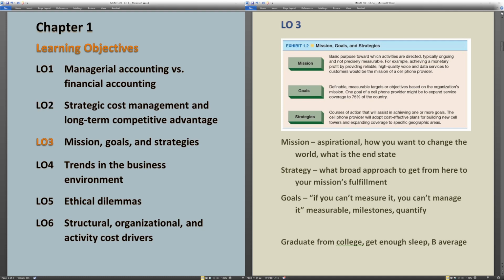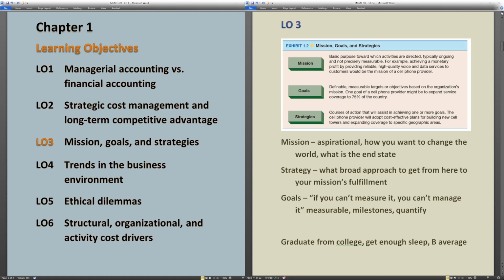With Learning Objective 3, we're talking about 3 interrelated definitions: mission, goals, and strategies, in that order in the textbook. But I actually think it should be mission, strategy, then goals. You have the definitions from the textbook there in the image block, but let me give you sort of my take on them.